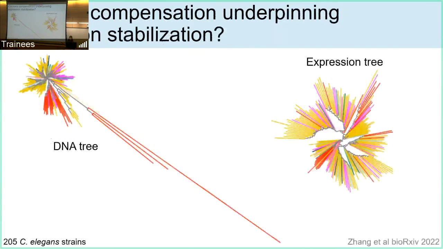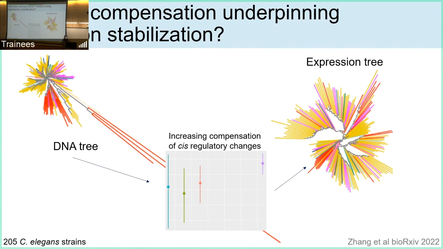What might this mean? Well, recent analyses in C. elegans have demonstrated that, as in other species, strains are more different in DNA space than in expression space. This suggests that stabilizing selection acts to keep expression more stable, maybe at a more acceptable level. And so perhaps this is happening by increasing the proportion of cis changes that are compensated for by trans changes as more cis changes accrue. So instead of keeping down the number of cis-regulatory changes, those are happening, but there's some compensation going on.